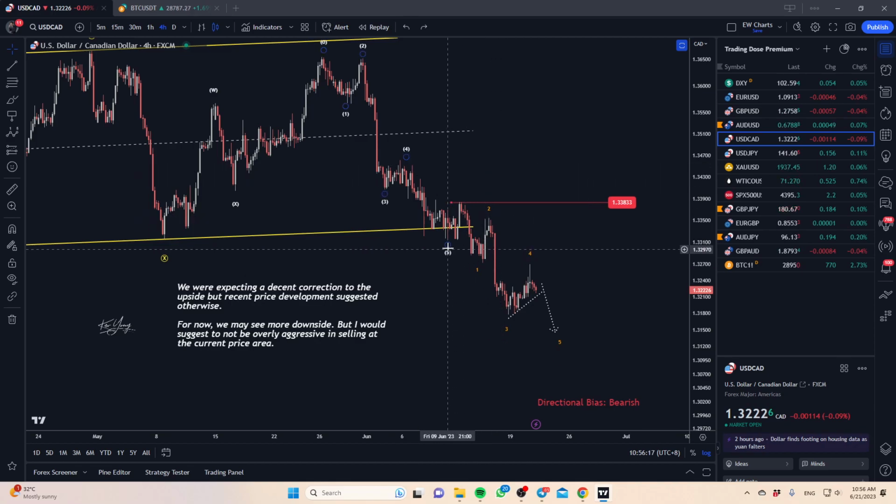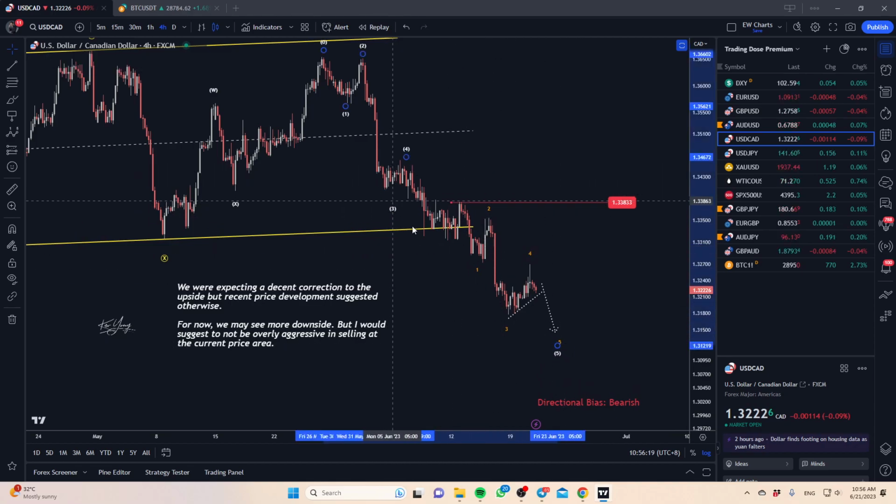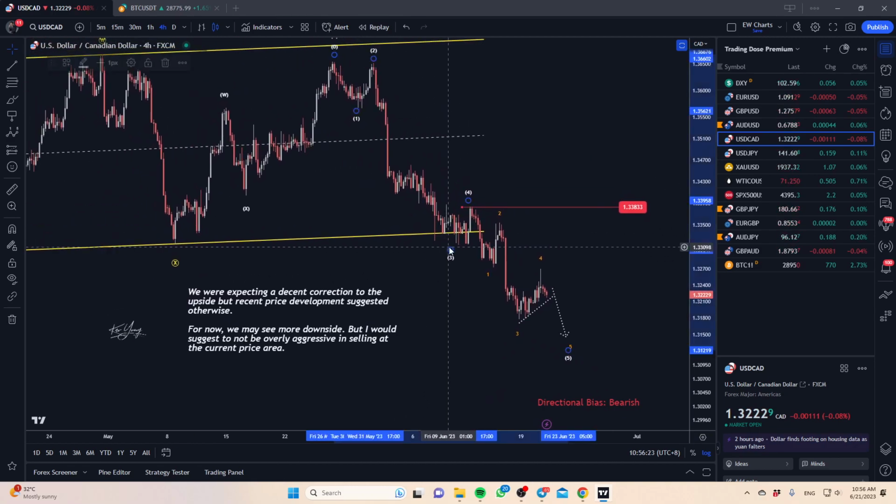we may need to update it accordingly because this can be 5 here, this can be 3, this can be 4, or even 3 can be here, right? 3 can still be here. This is a running flat 1, 2, 3, 4, 5 to complete the 5th wave structure in an upside, right?